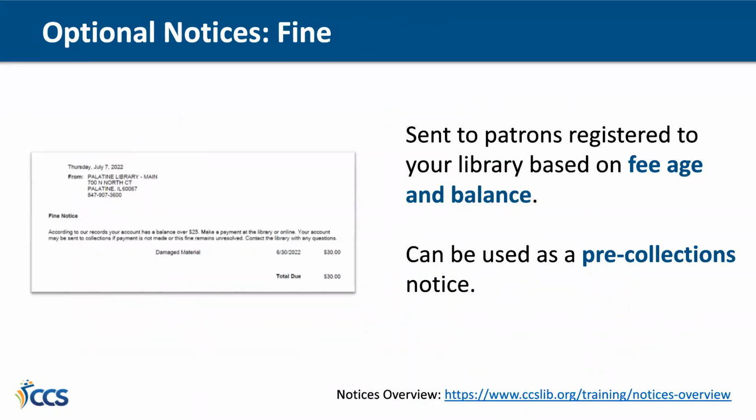So the next optional notice is a fine notice. This notice is sent to patrons who owe over a certain amount in fines. Libraries can use this as a pre-collections notice. So basically how this works, when a patron owes over a certain amount in fees and those fees remain unpaid for a certain amount of time, the library will send a fine notice. So for example, patrons who owe over $25 in fees and those fees reach 30 days old without being paid, the patron will get a notice. And then the library can set their own fee threshold and fee age too.